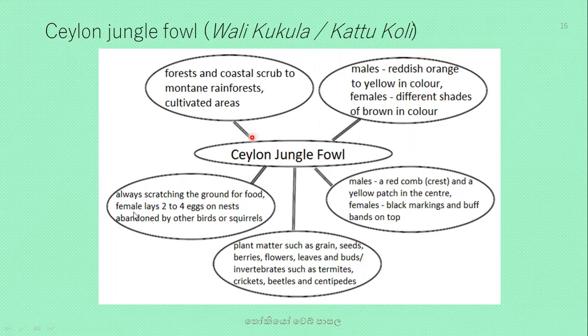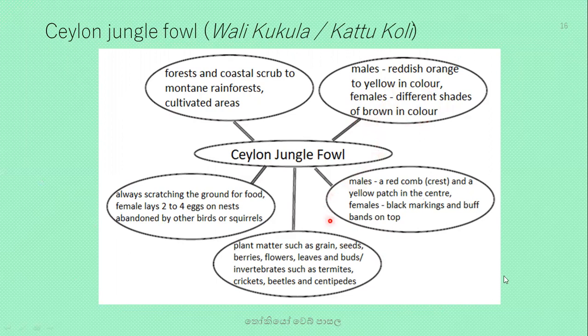And then the next special feature is female lays 2 to 4 eggs on nests, right? ගැහැණු සත්තු සාමාන්‍යයෙන් කූඩුවක බිත්තර දෙකක් හෝ හතරක් දානවා කියලා තමයි කියන්නේ. And these nests are abandoned by other birds or squirrels. ඒ කියන්නේ අනිත් කුරුල්ලෝ හෝ ලේන්නු අතෑරලා දාපු. Abandon කියන්නේ අතෑරලා දාපු, right? අතෑරලා දාපු කූඩුවල තමා බිත්තර දාන්නේ.